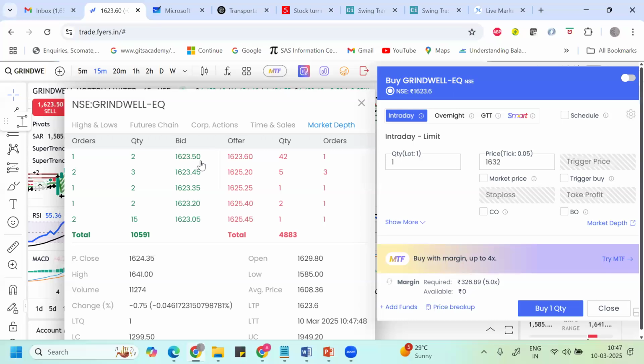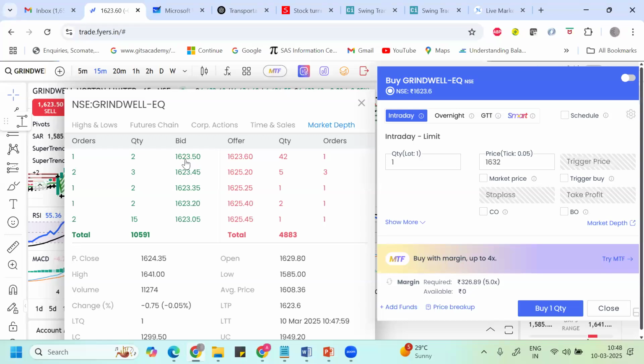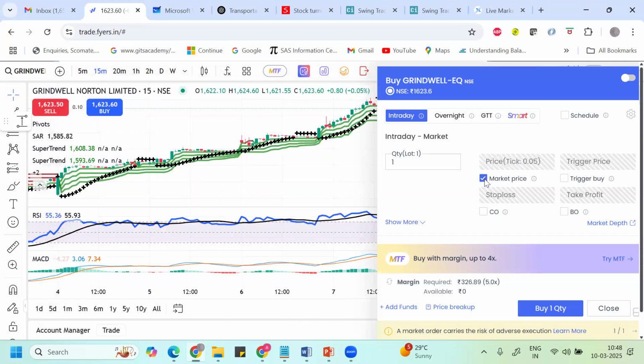You can see the limit orders here. Somebody has placed an order at 1623.5. You can see these orders and all. And this is called a market order. Market order means it doesn't matter what the price is right now, just buy that for me.